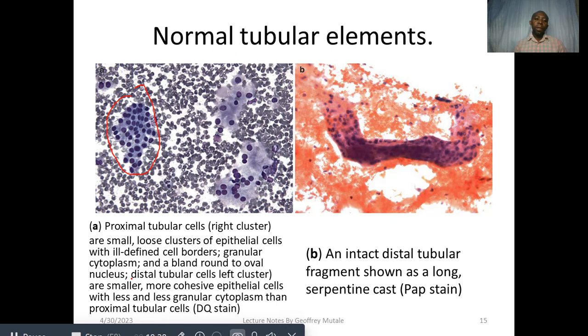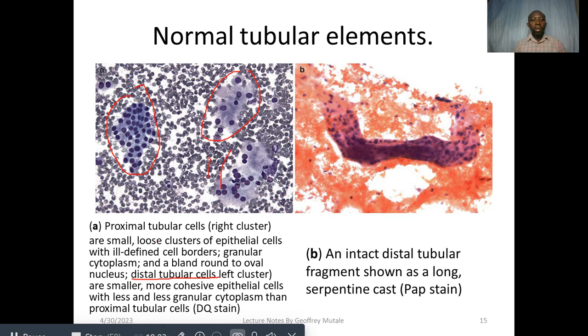And again, we have the distal tubular cells, and this is the left cluster on this image. So these are the ones we are referring to in this case, the distal tubular cells, which are small. Sorry, this is not the actual interpretation of this. I think I'm interchanging. So actually, the ones which are these are the proximal.